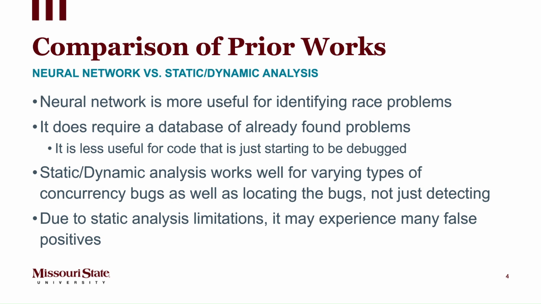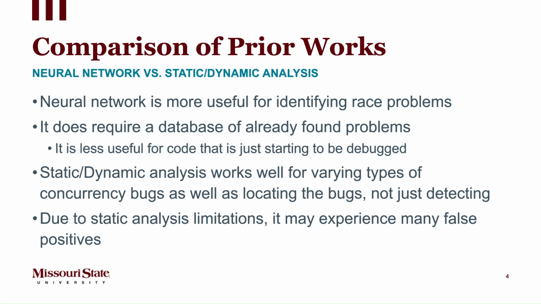Now, one of the upsides about using a neural network is, again, it's more useful for identifying race problems, as well as finding problems that have already been created. However, it does require access to the database of already found problems, meaning that for code that is just starting out, as in a novel idea, code that has not been implemented in a particular way before, it might not be quite as useful.